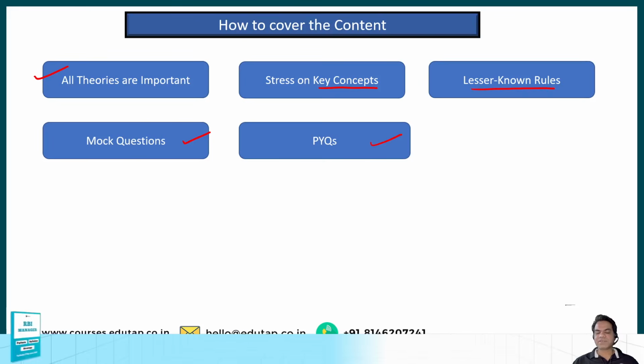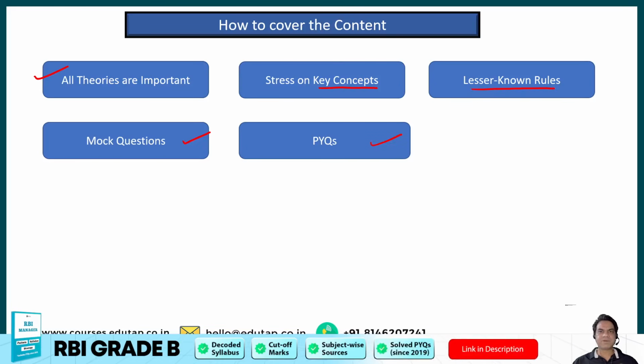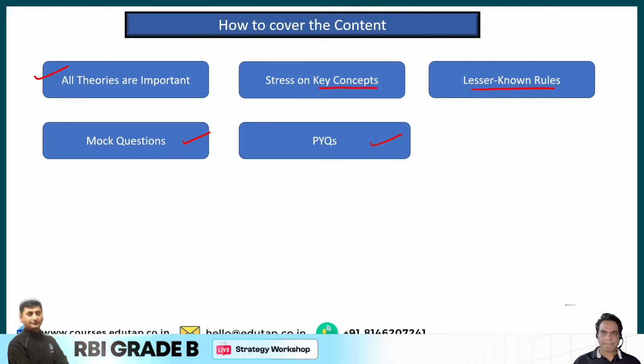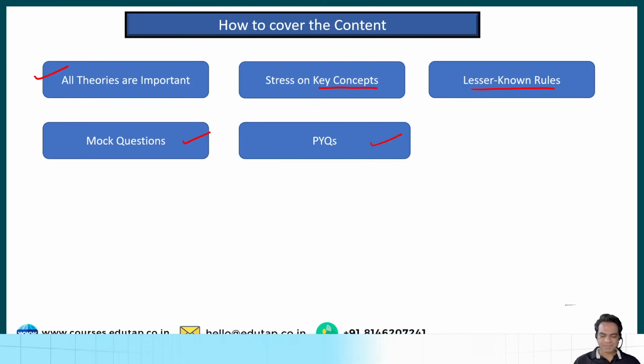Unless you understand what the difficulty level is and what kind of questions are asked in the exam, you'll not be able to be prepared. So make sure that your PYQs are up to the mark and you should be able to solve them within 25 minutes. If you do that, that will boost your confidence a lot, right?